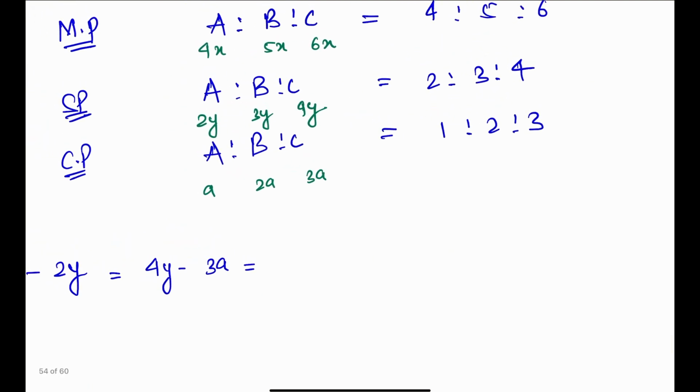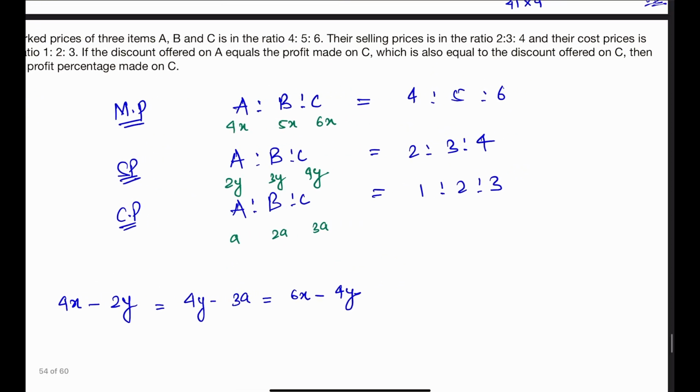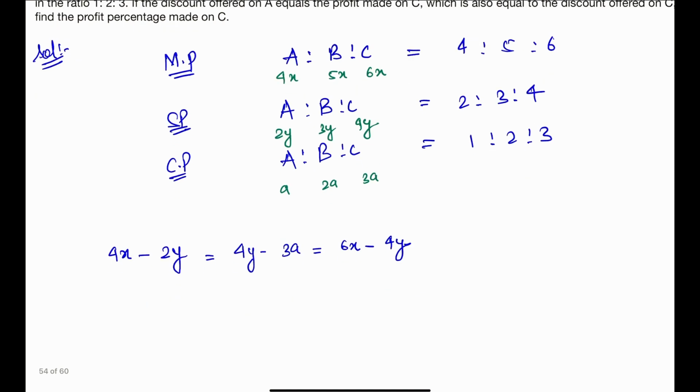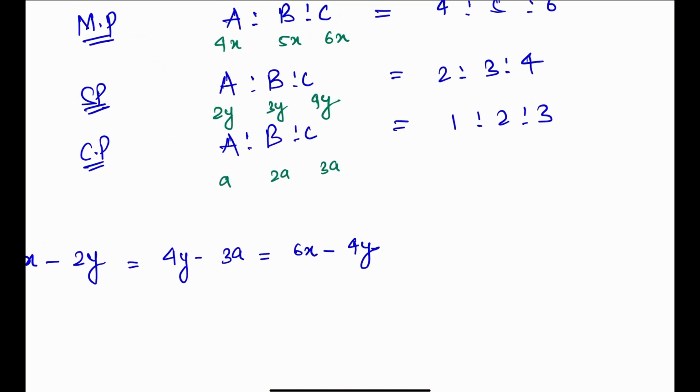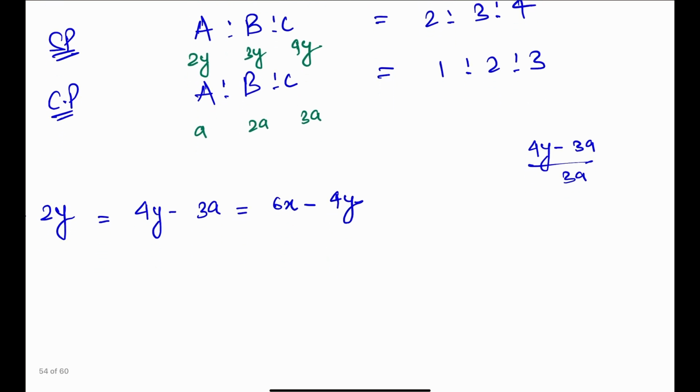So discount is marked price minus selling price, 6x minus 4y, okay. Then find the profit percentage made on C. So profit percentage made on C, what I need to calculate is 4y minus 3a upon 3a, or indirectly 4y upon 3a is what I need to calculate.